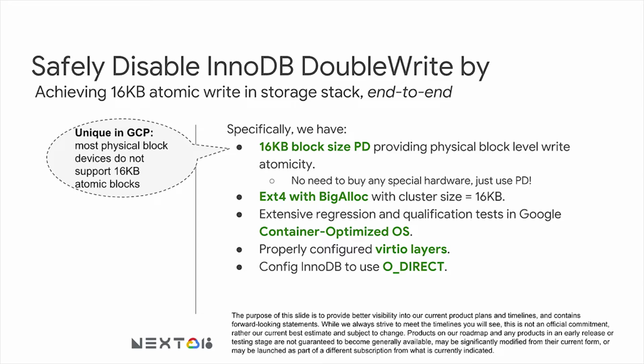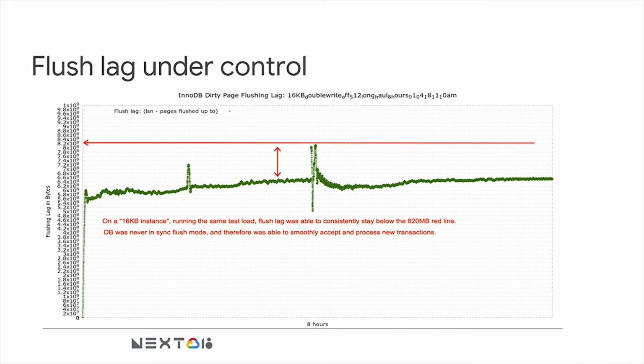The fourth one is that we also worked with the GCE virtualization teams to make sure some of the critical parameters in the VirtIO layers are configured properly. Mainly it's max segment size and max sectors KB, and they have to meet certain invariants for the kernel to not split writes at a 16 KB boundary. The last one, at the top level, is that we have to configure InnoDB to use O_DIRECT. With that, I would like to invite Ted onto stage to talk about Container-Optimized OS.